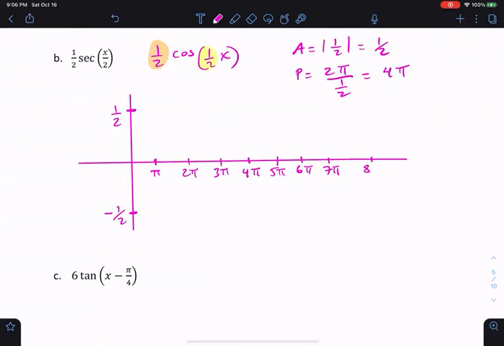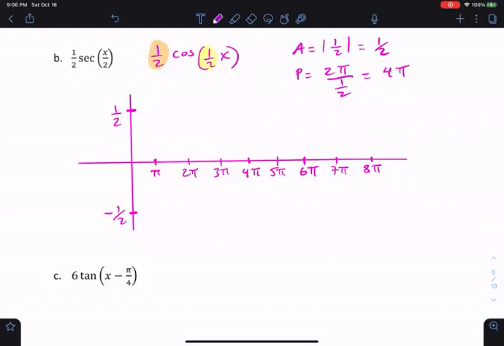So 8 pi, about that. 7 pi. So this is 6 pi. Okay. Okay, so now what I need to do is I need to do the bounds, right?